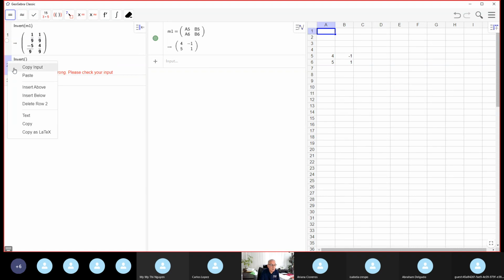Let me see if I can delete that part. Delete row 2. Okay. Do you see or no? Yes. To double check that everything is okay, if you multiply matrix 1 times the inverse of matrix 1, the answer must be the identity matrix, and in that order. Do you see or no?